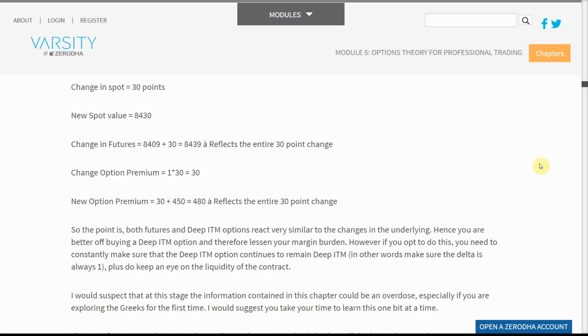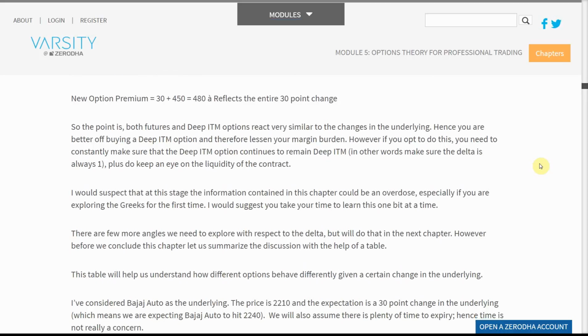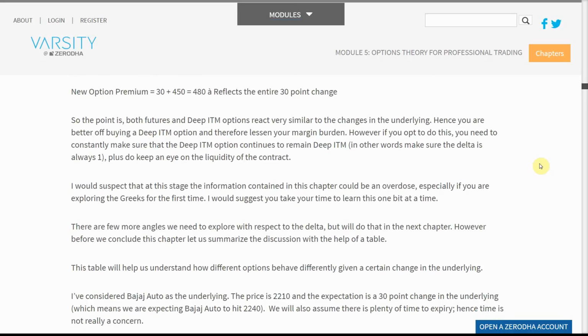Change in option premium equals 1 asterisk 30 equals 30. New option premium equals 30 plus 450 equals 480. It reflects the entire 30-point change. So, the point is, both futures and deep ITM options react very similarly to changes in the underlying. Hence, you are better off buying a deep ITM option and therefore lessen your margin burden.